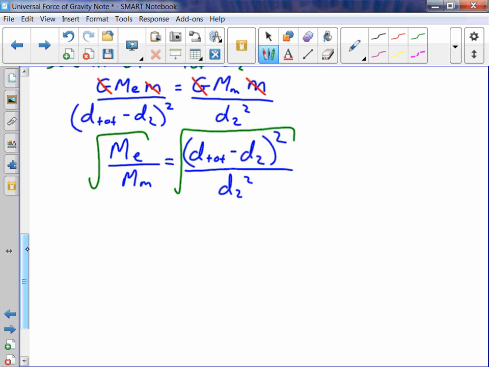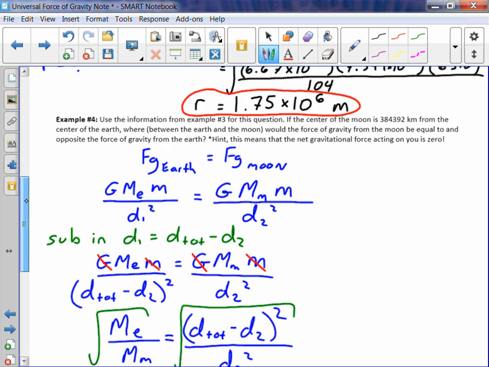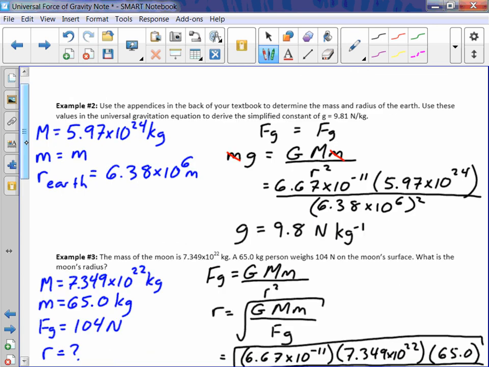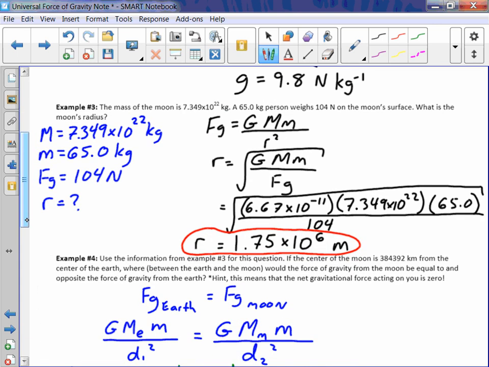Where did you get those numbers from? The mass of the Earth is up here. We calculated it earlier. Oh, no, it's the Moon. Whoops, mass of the Earth: 5.97 times 10 to the 24 divided by 7.349 times 10 to the 22, and then square root.